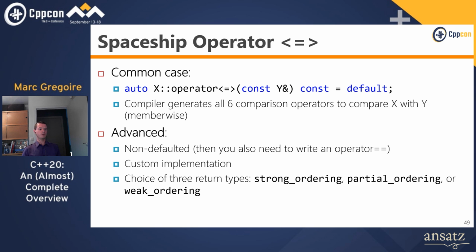Of course, you cannot always let the compiler do the member-wise comparison. In that case, you should implement the Spaceship Operator yourself, which means it won't be defaulted, which means you also need to write your own operator equal. And if you write your own, you have a choice of 3 kinds of return types. You have a strong ordering, partial ordering, and weak ordering. Not going into all the details here of what the difference is between them.